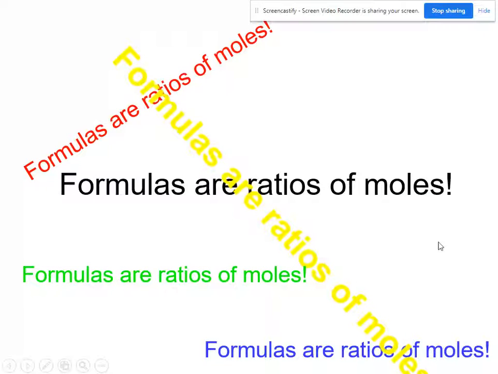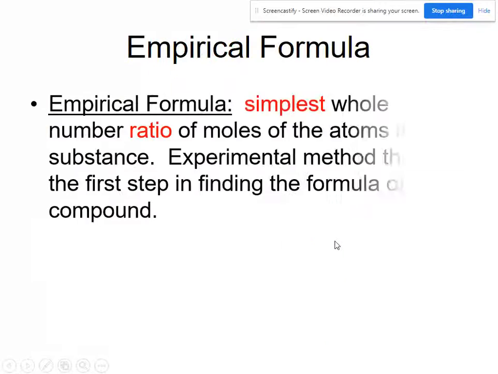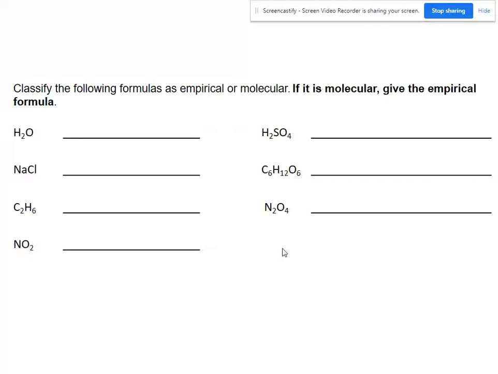So formulas are ratios of moles. Empirical formula is the simplest whole number ratio of moles of the atoms in a substance. Experimental method, that is the first step in finding the formula of a compound. But I first have to be able to recognize what an empirical formula looks like. So we're going to practice that. We're going to classify if it's empirical or molecular.